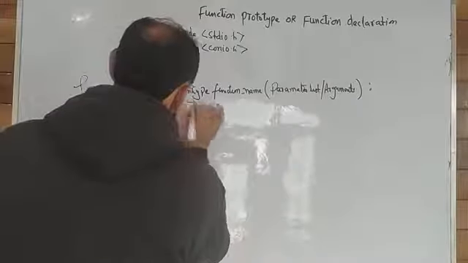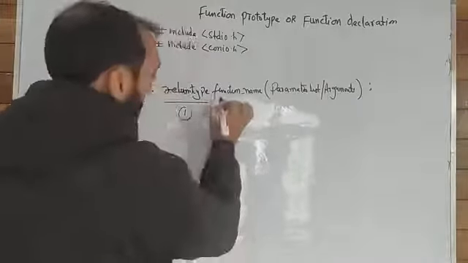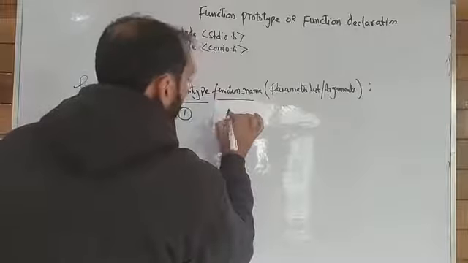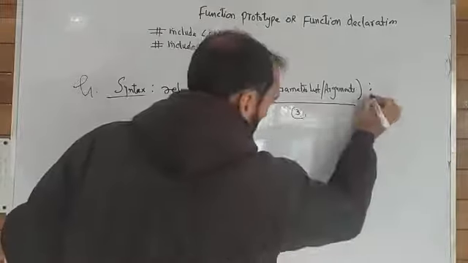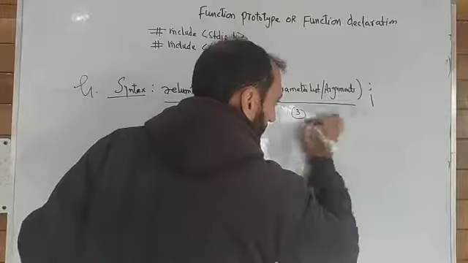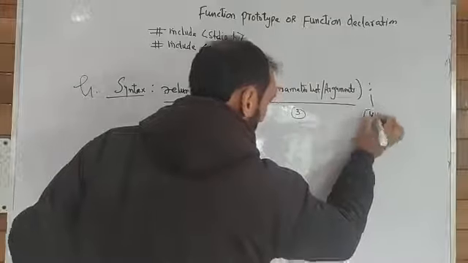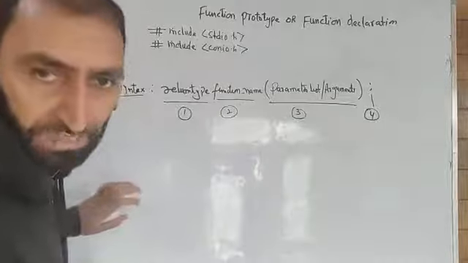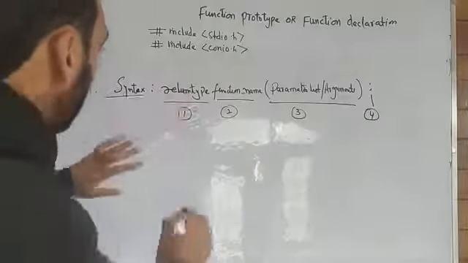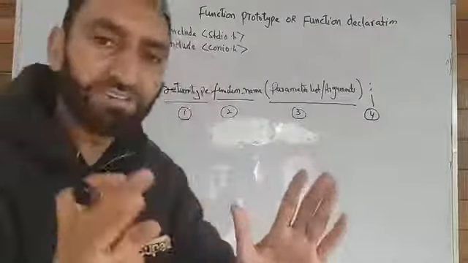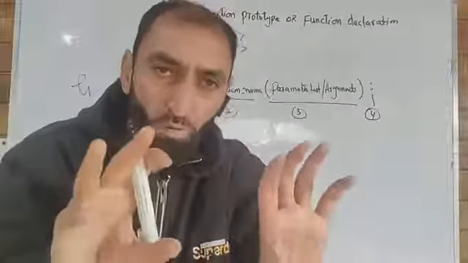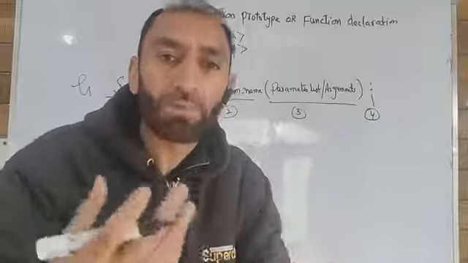First part is return type. Second part is function name. Third part is argument list. And the 4th part is this semicolon, or we can say end of the statement. Thus, we can say that the function prototype contains 4 parts. There are 4 parts of any prototype.